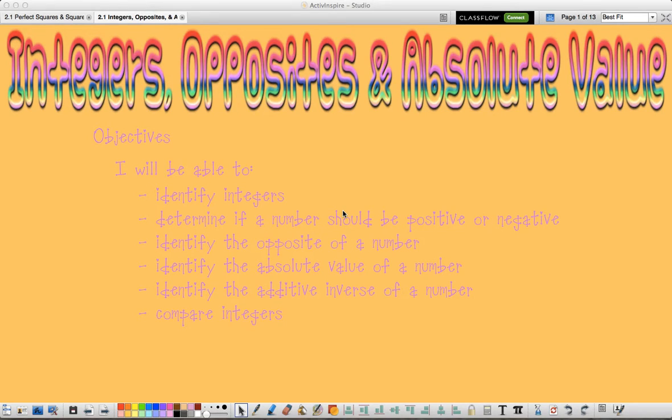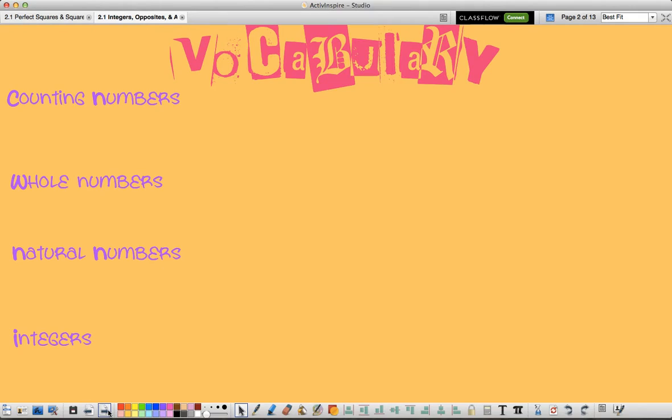Welcome to Lesson 2.1, Integers, Opposites, and Absolute Value. Today we're going to talk about identifying integers, determining if a number should be positive or negative, identifying the opposite of a number, identifying the absolute value of a number, identifying the additive inverse of a number, and comparing integers.